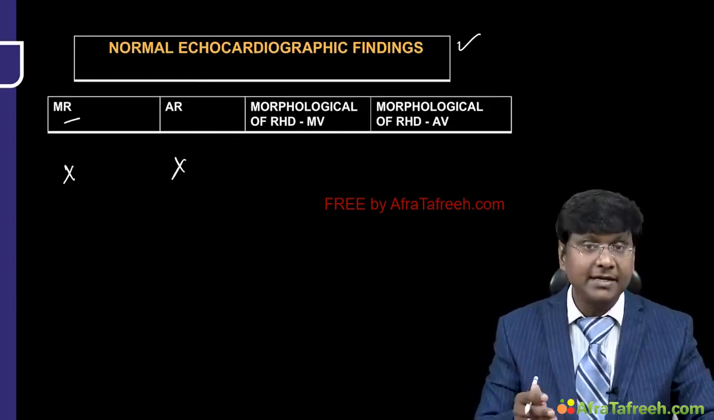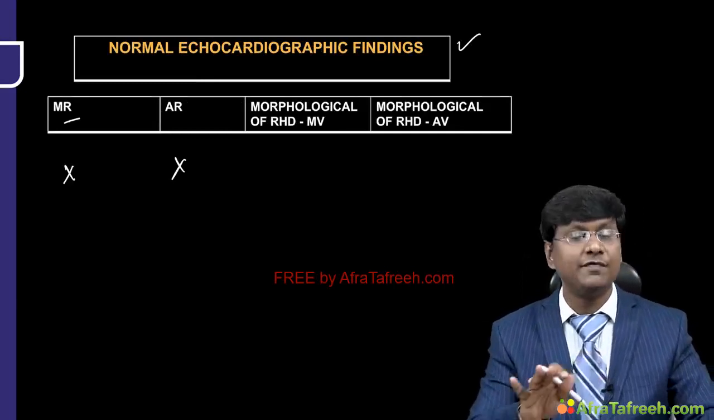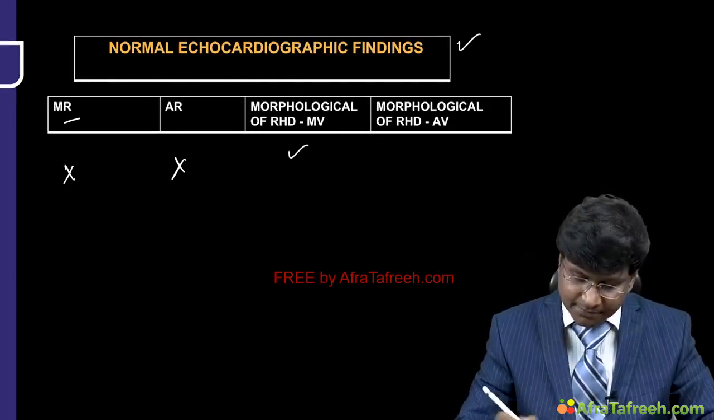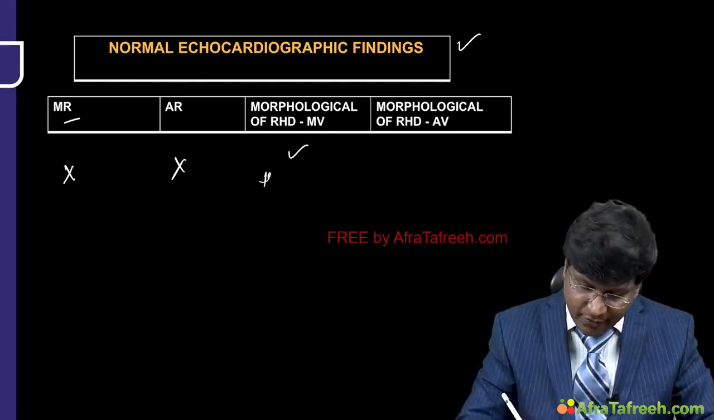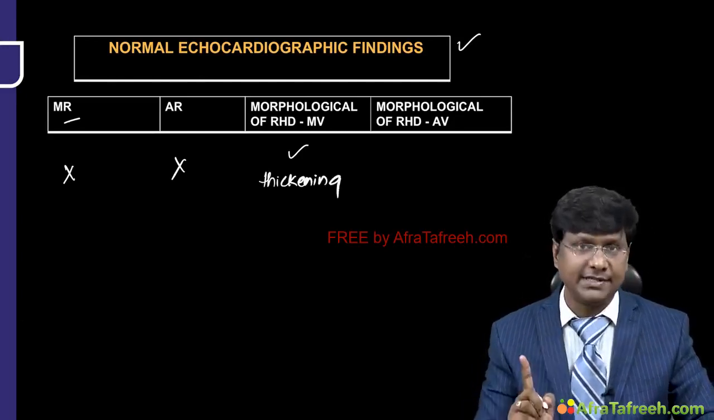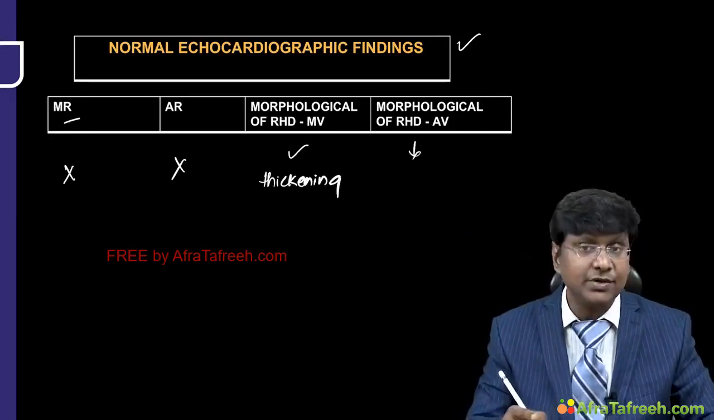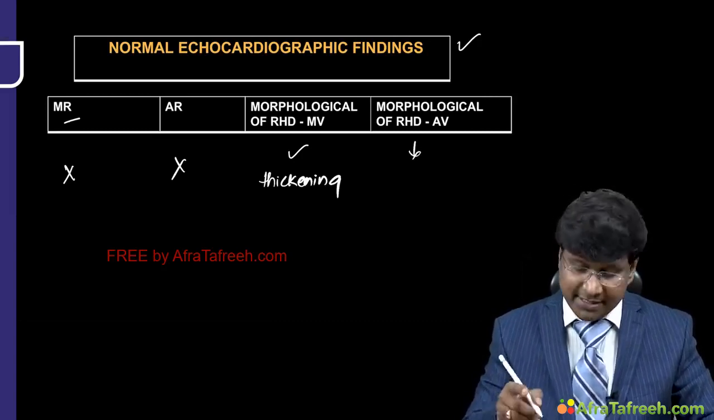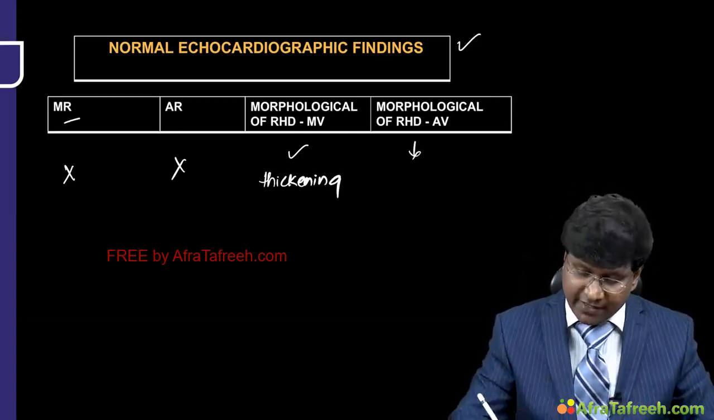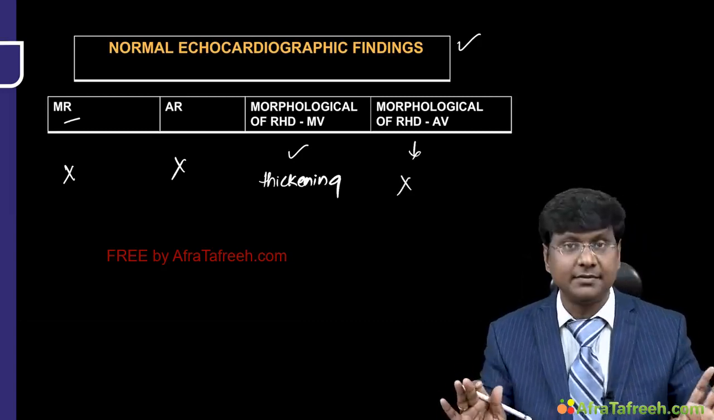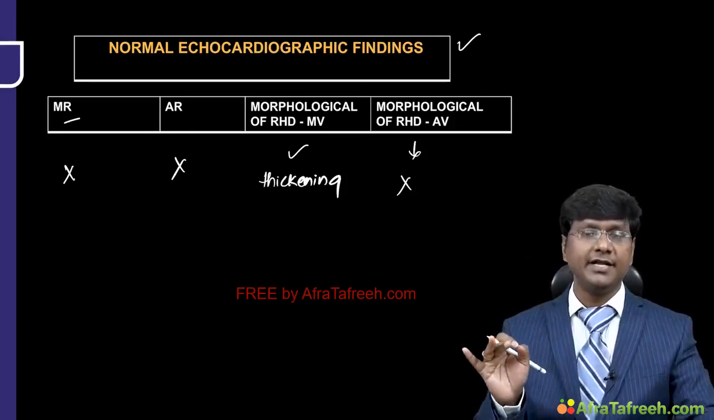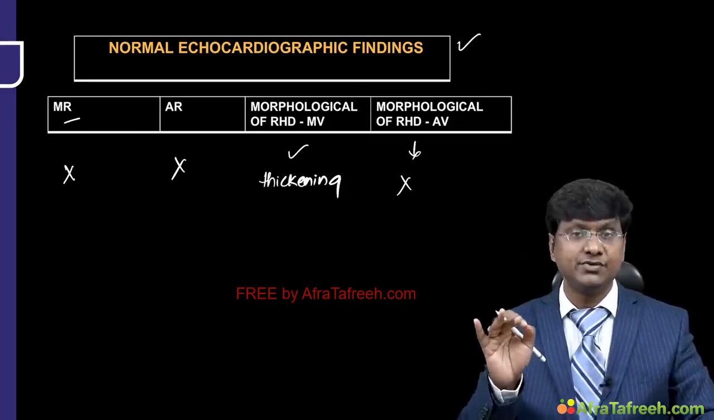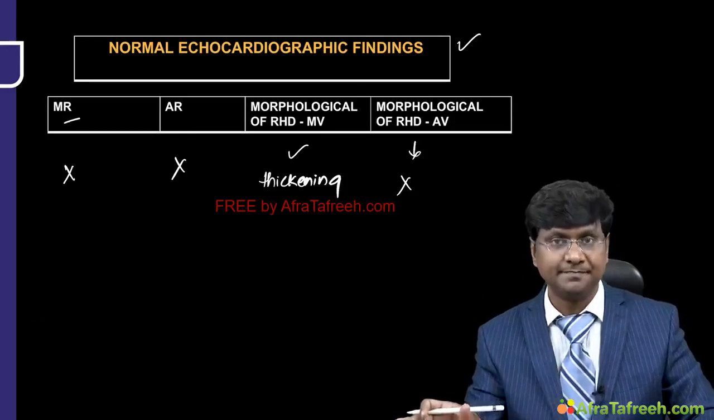AR will be there, but does not meet the criteria of AR. And regarding morphology of the mitral valve, if you observe, there will be valvular thickening, but it does not meet the criteria of rheumatic heart disease. Similarly, aortic valve abnormality will be there, but the criteria fitting for rheumatic heart disease will not be there. Okay, so this is about the echocardiographic criteria for diagnosing rheumatic heart disease in an individual less than 20 years who is asymptomatic.